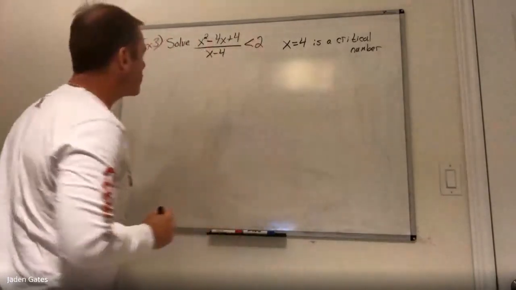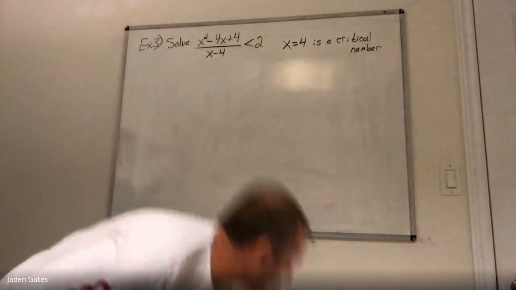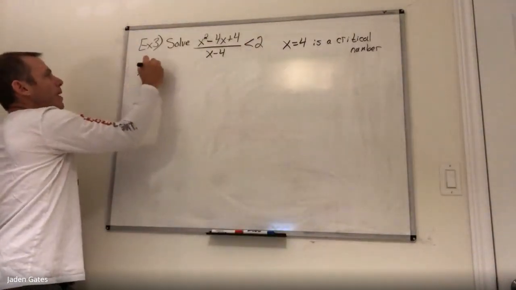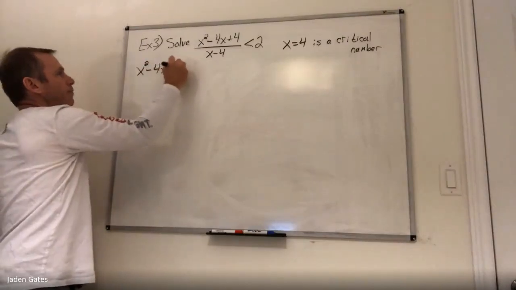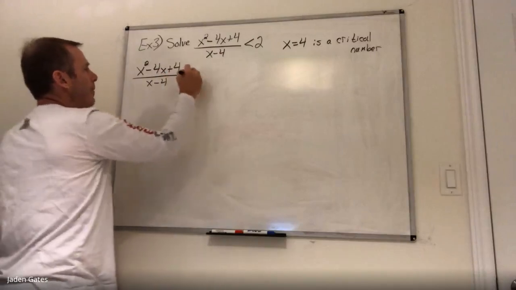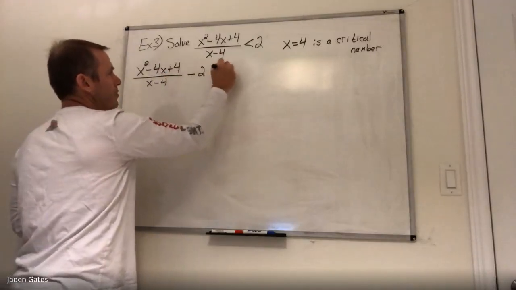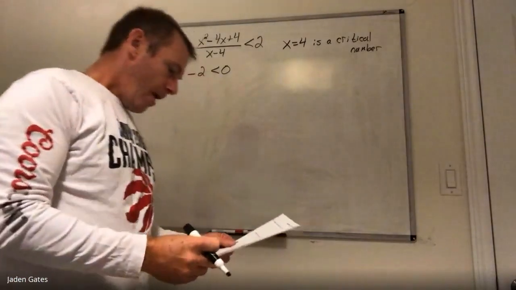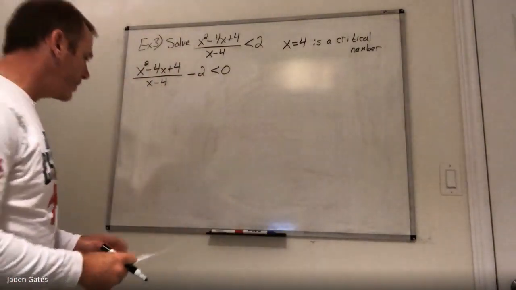So what I'm going to do is move that 2 over to the other side. And so I have x squared minus 4x plus 4 all over x minus 4, minus 2, is less than 0. So there we've got our 0 on the one side of our inequality. And then what I'm going to do is get a common denominator.